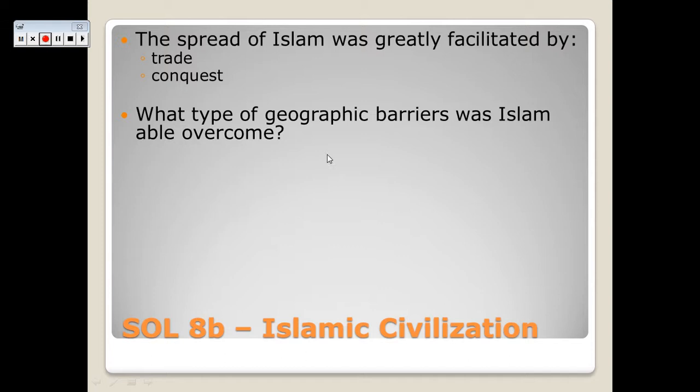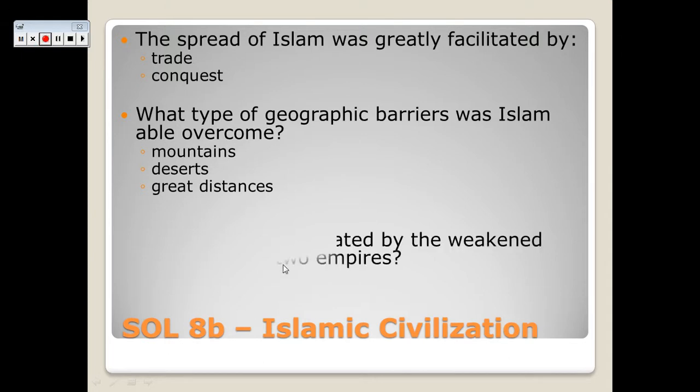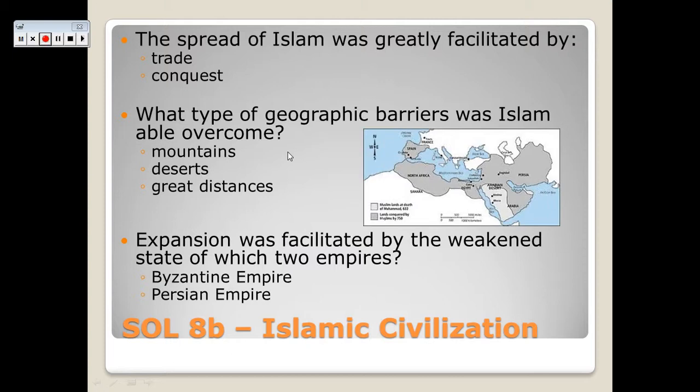Now, another thing to remember is the geographic barriers that Islam was able to overcome, which is going to include mountains, deserts, great distances as it spreads. It's not in the most hospitable place in the world. And then expansion is also going to be facilitated by the weakened state of these two empires, the Byzantines and the Persians. Remember, we have a weak Byzantine Empire here. We have a weak Persian Empire when the Muslims start to develop, and they're eventually able to conquer and finish off the Persians.